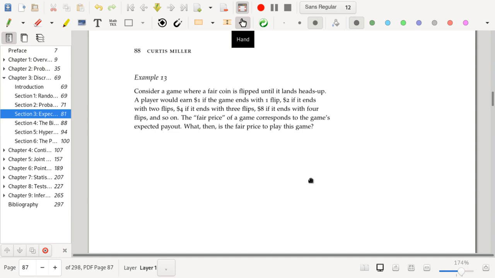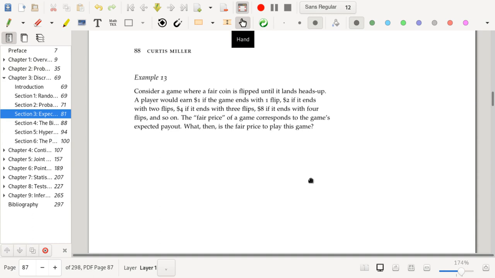And before I continue on, I would like for you to think about how much you think this game is worth and how much you would be willing to pay for it. How much would you be willing to pay to play this gambling game? What do you think is the fair price? You might be surprised.